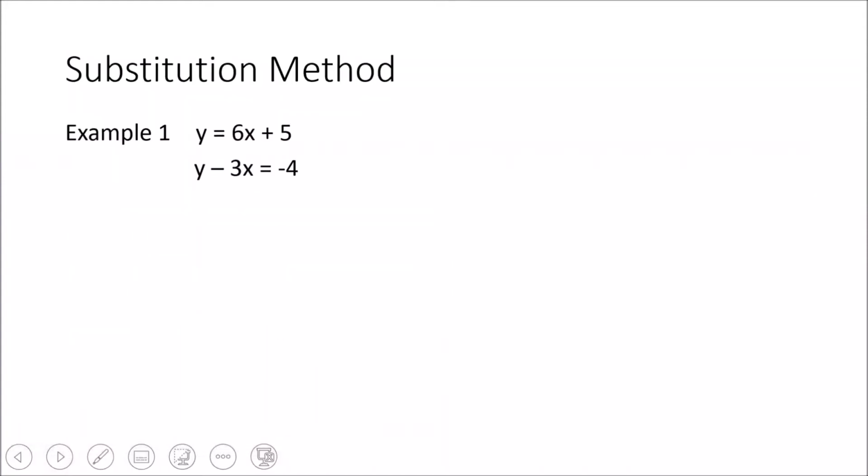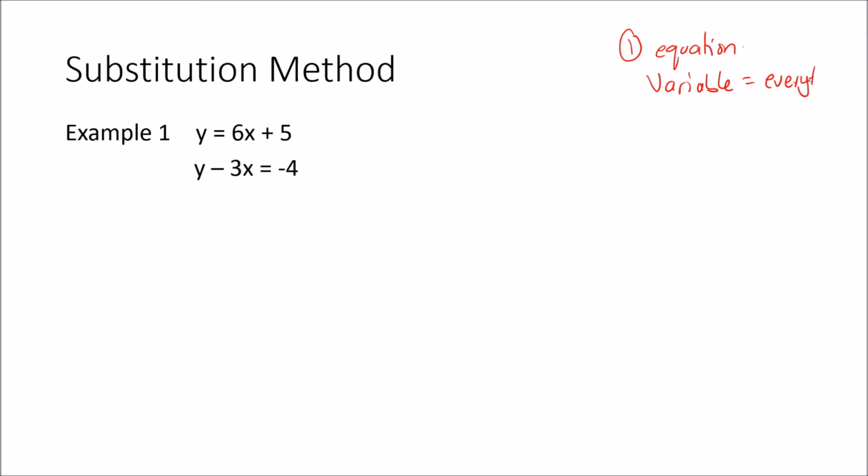We're going to start with the substitution method. For the substitution method, the first thing you need to do is have one of your equations as the variable equals everything else. So here, my equation number 1, because I like to label them, is a variable equals everything else. That makes it really easy to do this, because now we can see that y here equals 6x plus 5.